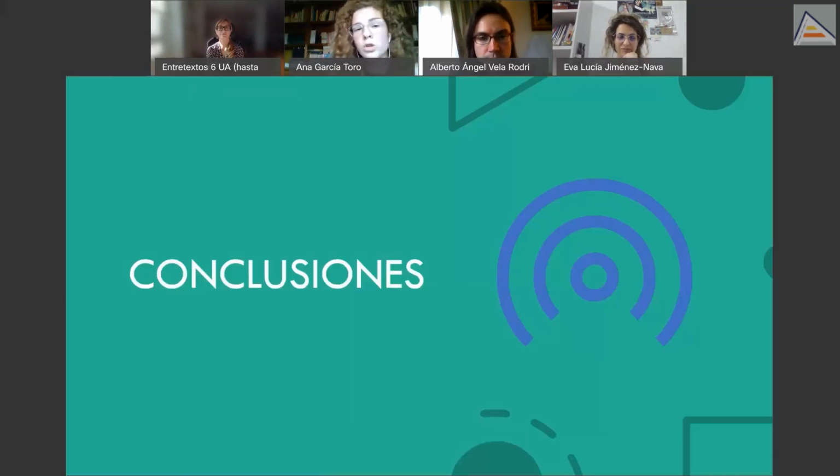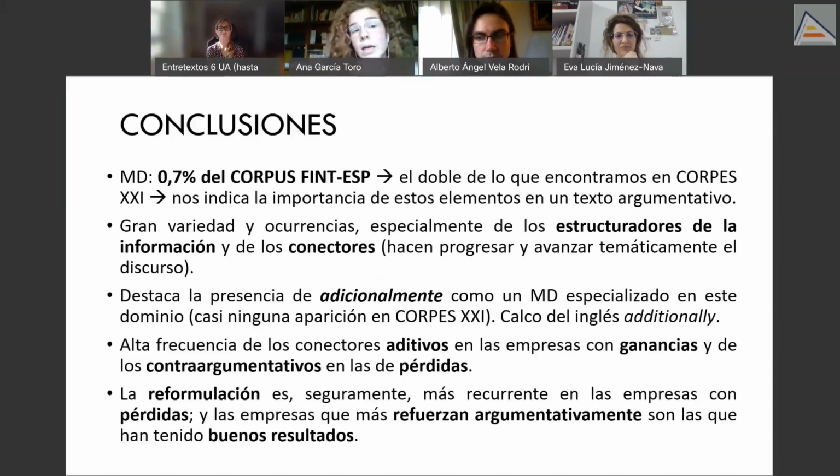En cuanto a las conclusiones, brevemente, los marcadores discursivos tan solo son un 0,7% del total de las palabras de nuestro corpus, pero es el doble que en Corpus 21. Esto quiere decir que nuestro texto es más argumentativo y que aun así, aunque son menos del 1%, son elementos realmente imprescindibles para la organización del discurso y para su estructuración.